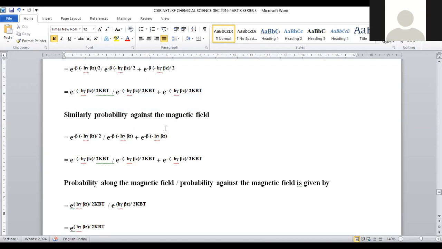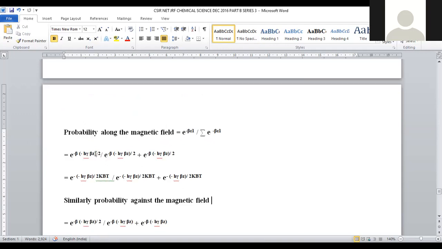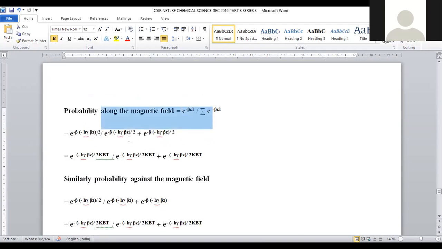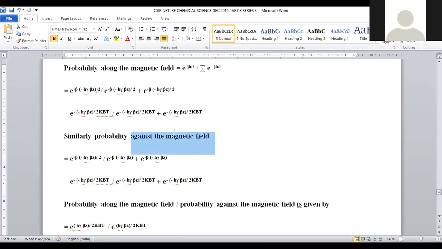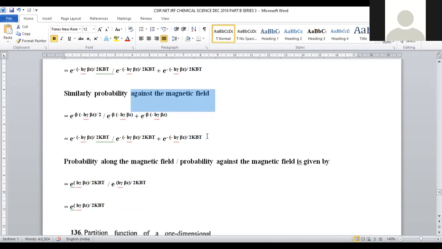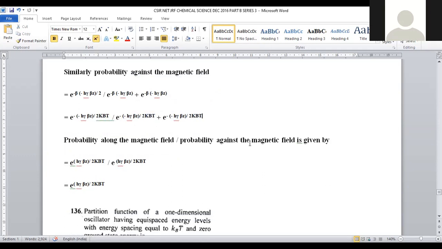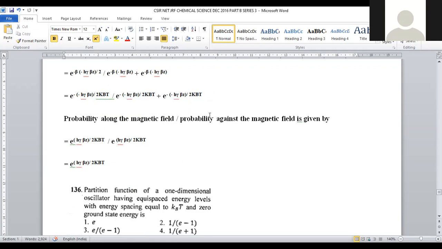In the same way, we can go with the probability against the magnetic field. This was for the condition along the magnetic field; now we go with against the magnetic field. For against the magnetic field, the entire term remains the same, only the sign will be inverted, and the final equation is indicated here. Probability along the magnetic field by probability against the magnetic field, that means we are taking the ratio of both. Along by against ratio will be e to the power h cut gamma Bz by 2 kBT divided by e to the power minus h cut gamma Bz by 2 kBT, right?